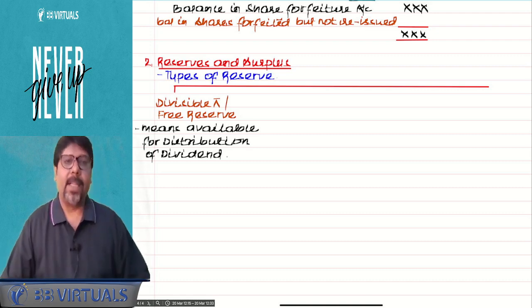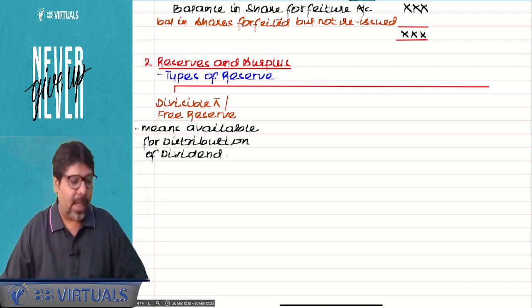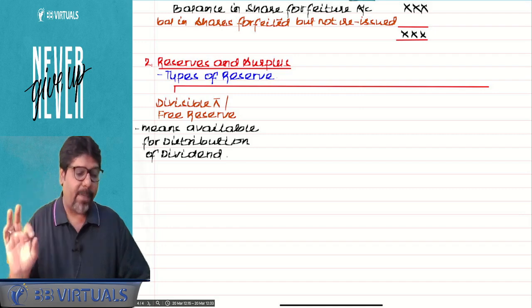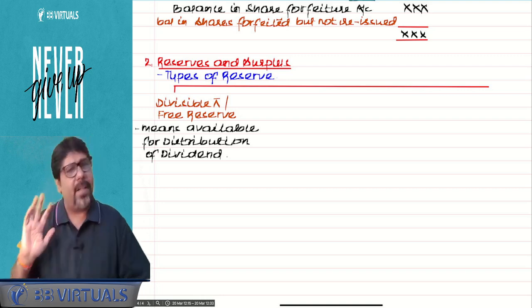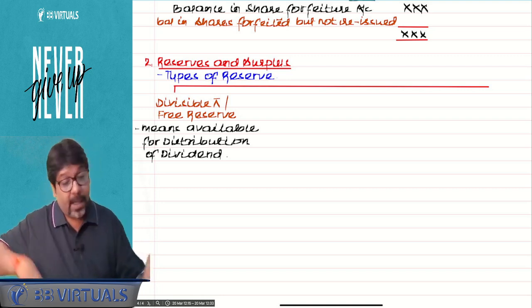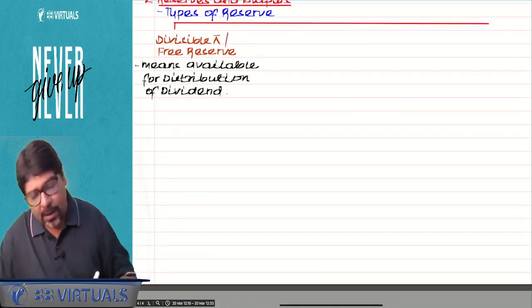Now, let's study rather. Now, friends, divisible profits, free reserves. These are those reserves which are available for distribution of dividend. Am I clear? Yes. Examples of these reserves are what?